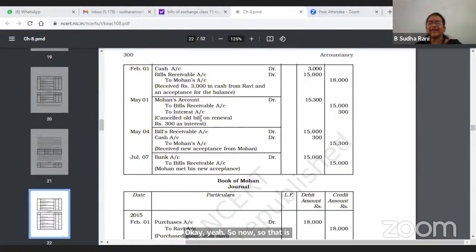Now after cancellation of the bill and interest amount paid, actually he combined these. I'll show you these transactions on the whiteboard.